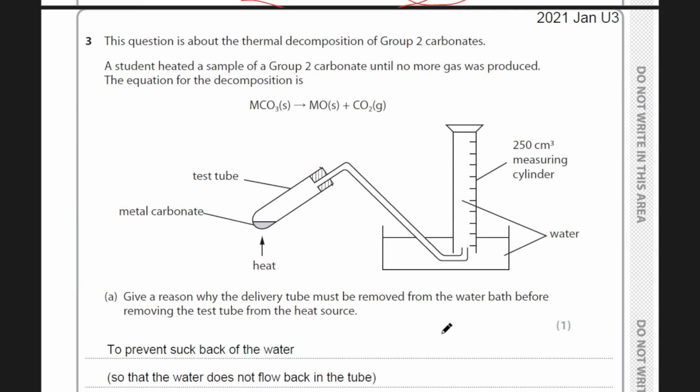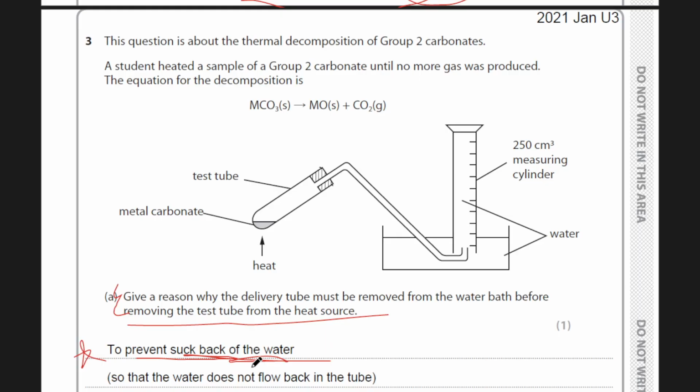Now the question is about the thermal decomposition of group 2 carbonates. The student basically heated a sample of group 2 carbonate until no more gas was produced, and the equation for the decomposition is shown here. Now give a reason why the delivery tube must be removed from the water before removing the test tube from the heat source. Now this will prevent the suck back of the water.